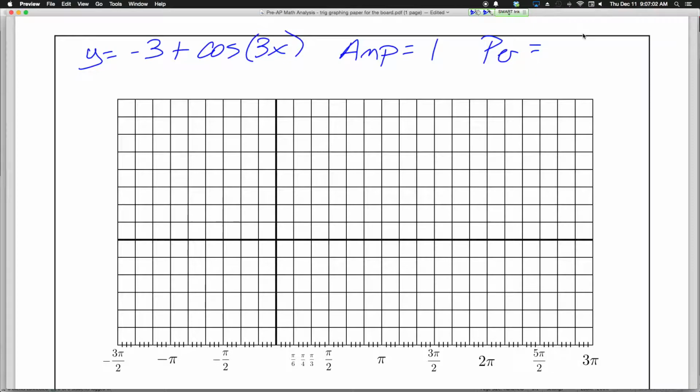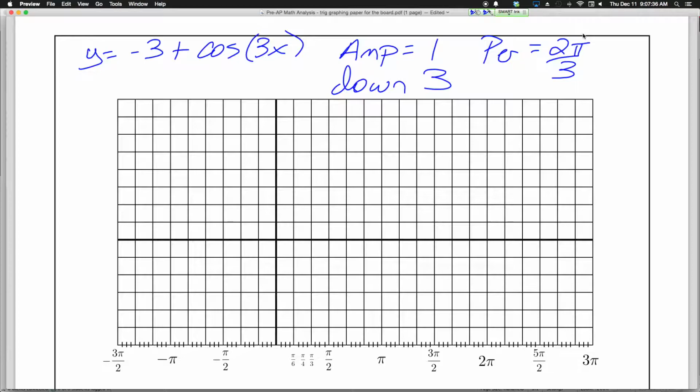What about my period? 2 pi over 3. It's 2 pi over b. B is the number in front of x. That number is 3, so 2 pi over 3. What about my shift? Down 3. How'd you know that, Natasha? -3, and the -3 is not located where? In the parentheses. So if it's not located in the parentheses, that tells me it's a vertical shift.